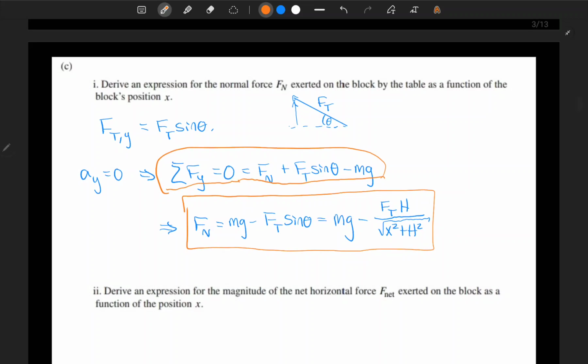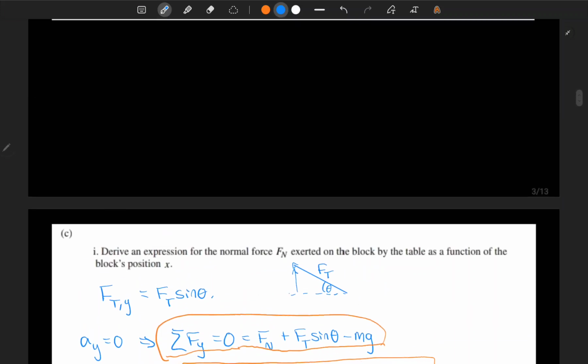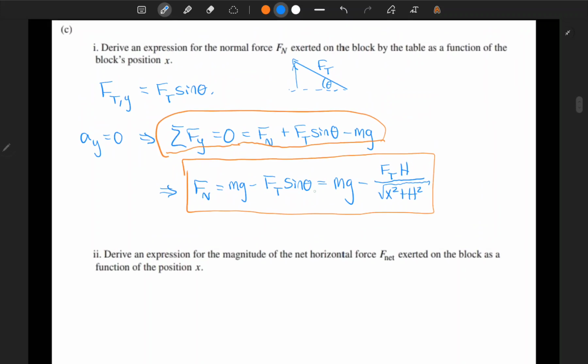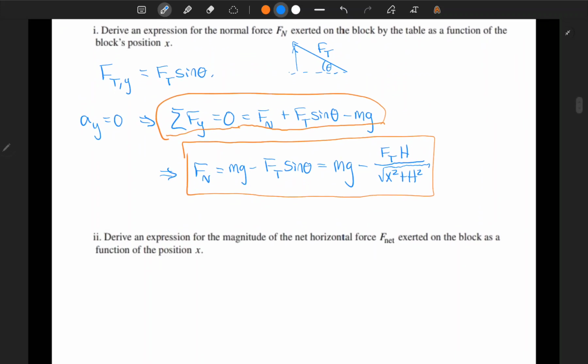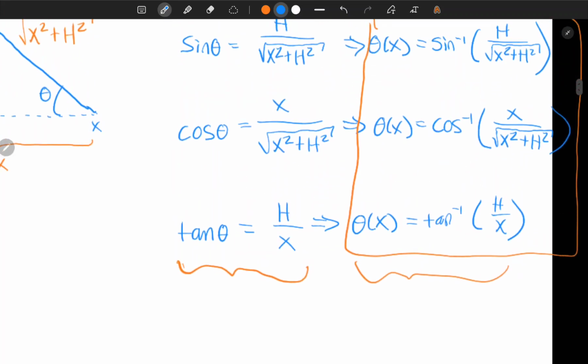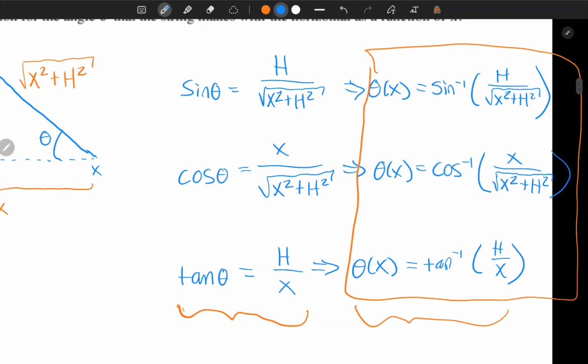Students could alternatively plug in for any of the theta functions that they found in part B into the theta here. So alternatively, one could have found that the normal force Fn is equal to mg minus Ft, the tension force, times the sine of, and then you can plug in for any one of these values. We can see what we did below is we plugged in for the first one. So we plug in for arc sine of h over the square root of x squared plus h squared. The sines cancel and it leaves us with the argument here.